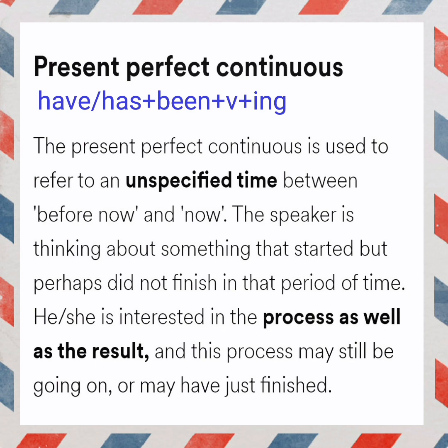The present perfect continuous is used to refer to an unspecified time between before now and now. The speaker is thinking about something that started but perhaps it did not finish in that period of time. He or she is interested in the process as well as the result, and this process may still be going on or may have just finished. At that time, we are using this present perfect continuous, usually for unfinished actions.